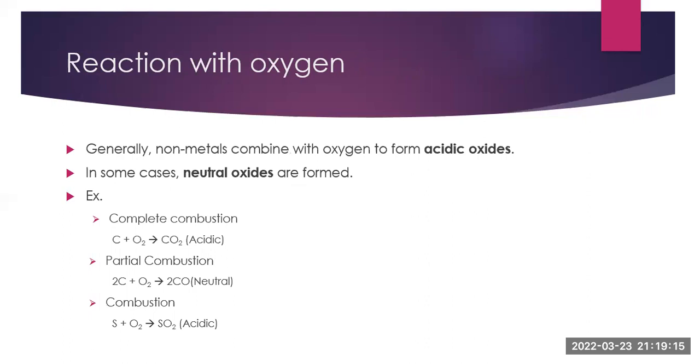Here we see complete and partial combustion of carbon. In case of complete combustion of carbon, the chemical reaction is C plus O2 giving us CO2. It's an acidic oxide of carbon. In case of partial combustion, the chemical reaction is 2C plus O2 giving us 2CO, that is carbon monoxide. It's a neutral oxide. And the combustion reaction of sulfur is S plus O2 giving us SO2, which is an acidic oxide.